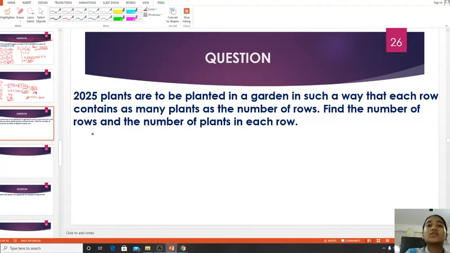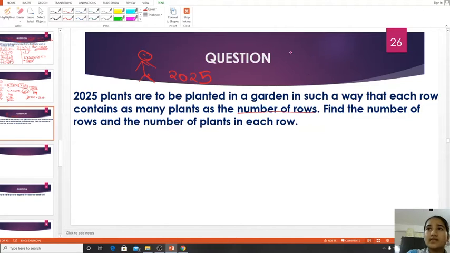Next question says that 2025 plants are to be planted in a garden in such a way that each row contains as many plants as the number of rows. Find the number of rows and the number of plants in each row. So first let's understand this question by a pictorial representation. Let's assume him to be a gardener. He wants to plant 2025 plants in such a way that each row contains as many plants as the number of rows.